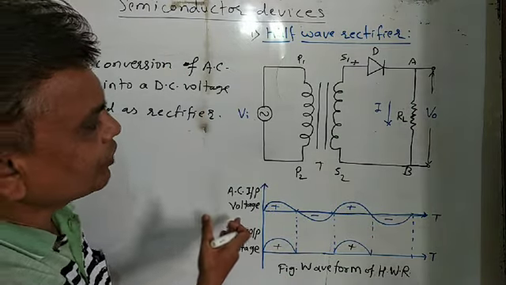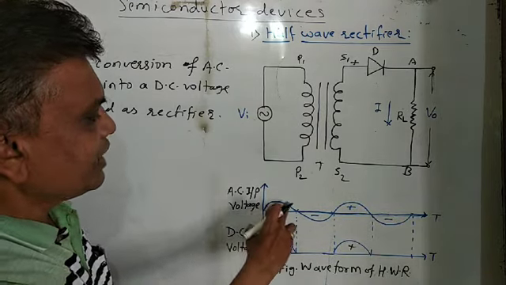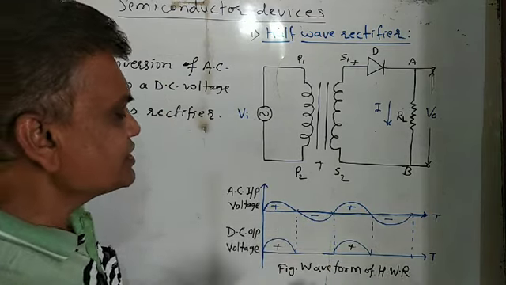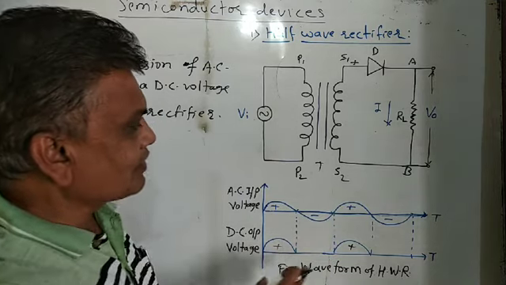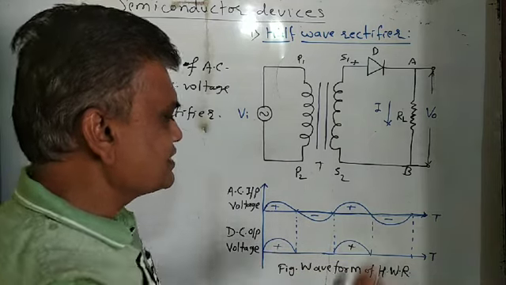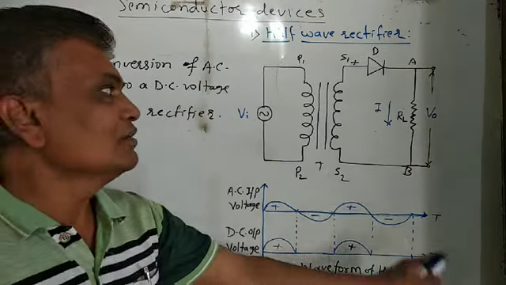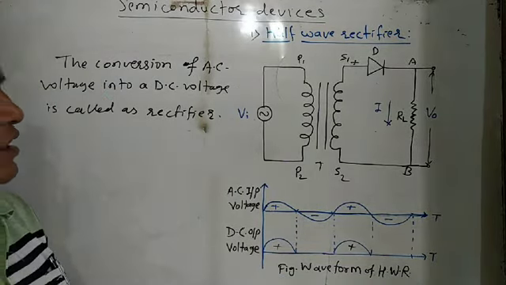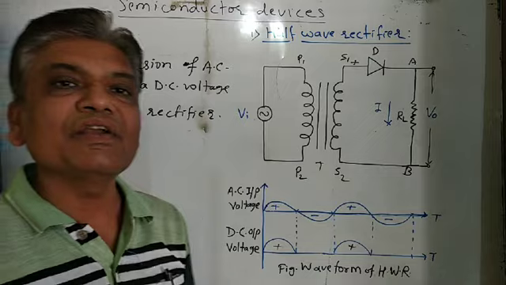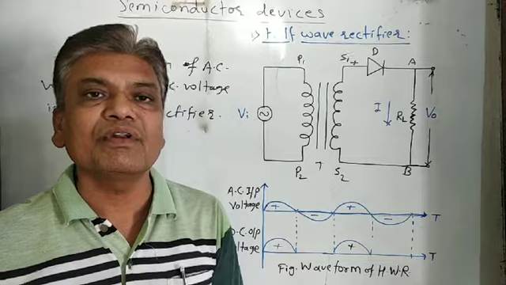So this is the waveform of the half wave rectifier. This is the AC input voltage having sinusoidal nature, and this is the DC output voltage. In this DC output, the negative half cycle is blocked and the positive half cycle is passed, that is, rectified. In this way, we get the DC output, and this is the waveform of input and output voltage of the half wave rectifier. This is complete about the half wave rectifier. So in this way, the diode is used as a half wave rectifier.